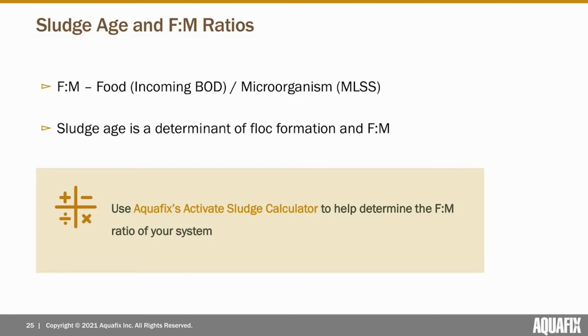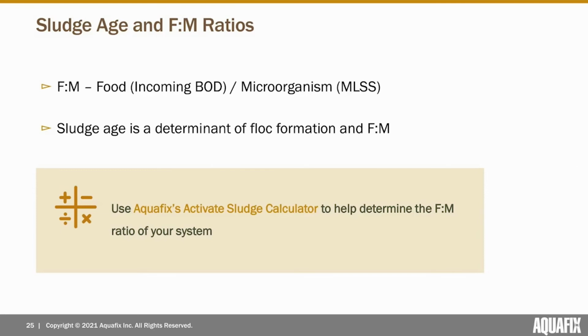Sludge age is not only associated with floc formation, but it's also associated with the F to M ratio of a wastewater treatment system. F to M is the ratio of incoming food, or influent BOD, in comparison to the total number of microorganisms within a treatment plant. If you'd like to calculate the F to M ratio in your plant, we actually have a calculator to do so.